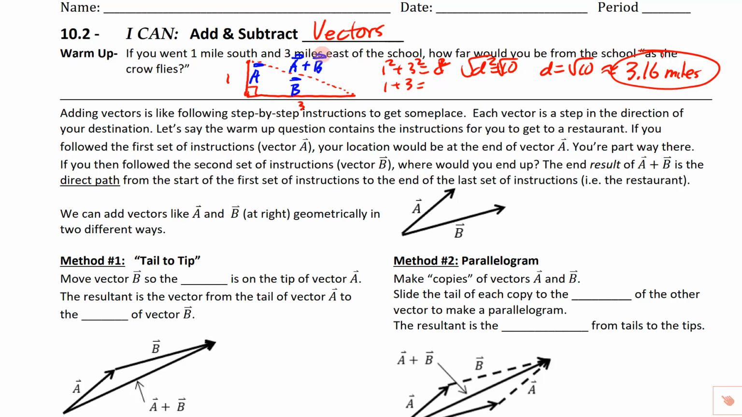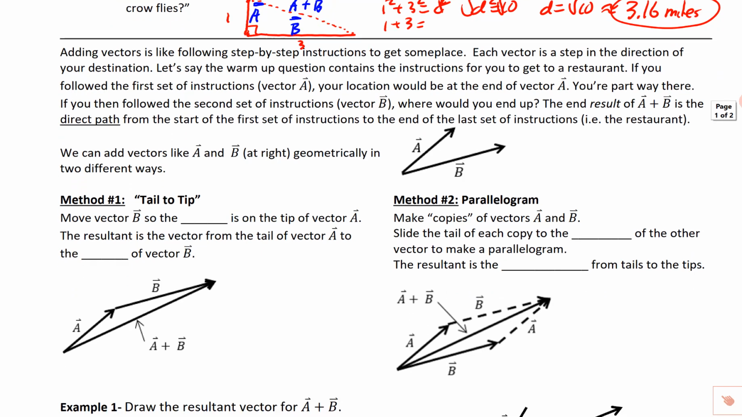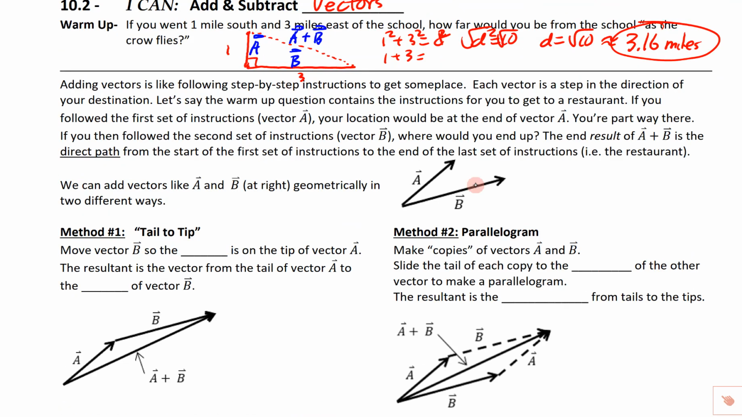Okay? Now, we can actually add vectors geometrically in a couple of different ways. So we're going to talk about the tail to tip method first, and then I'll show you the parallelogram method. So with the tail to tip method, what we're going to do is we're going to take vector B and we're literally going to slide it so that it starts at the tip of vector A. So remember, you can move a vector around, you can slide it around all you want. As long as you don't change its magnitude and its direction, it's still the same vector. So what we do is we take a copy of this and we put it right there. Okay, so this is now vector B. So we kind of cross that out.